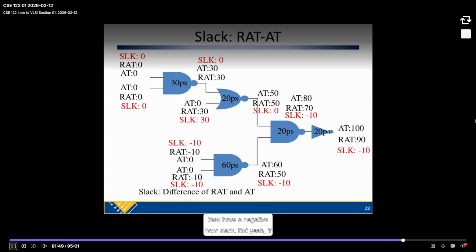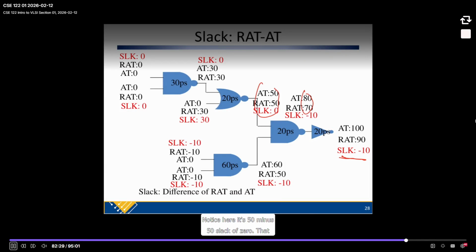But yeah, if we do this at every point, we can basically do RAT minus AT. At the output here, notice this had a slack of negative 10. What that meant is that output arrives at 100, but it's needed at 90, so it arrived 10 too late from when it was needed. If we do that at every point, now we can actually do this in parallel, right? There's no ordering here because we already have all the arrival times and all the required arrival times. Just do the subtraction. Here, it's 70 minus 80, negative 10.